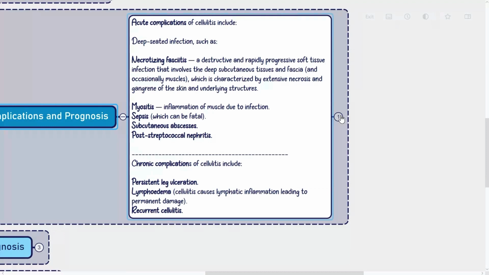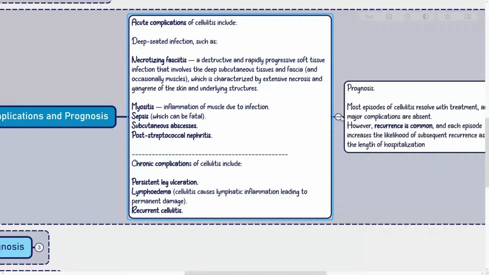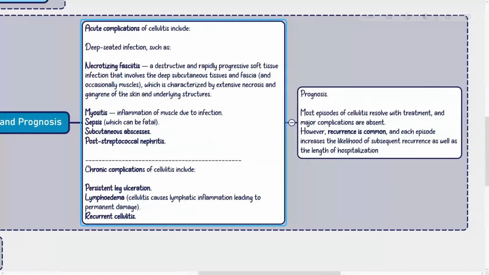Subcutaneous abscess, post-streptococcal complications. Chronic complications of cellulitis include persistent leg ulceration. Lymphedema. Cellulitis causes lymphatic inflammation leading to permanent damage. Recurrent cellulitis. Prognosis. Most episodes of cellulitis resolve with treatment, and major complications are absent. However, recurrence is common, and each episode increases the likelihood of subsequent recurrence as well as the length of hospitalization.